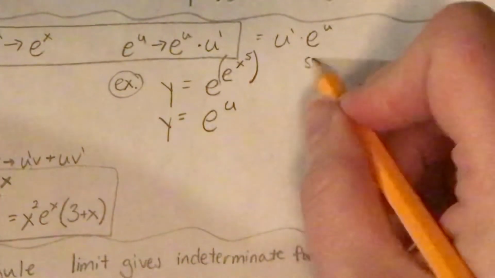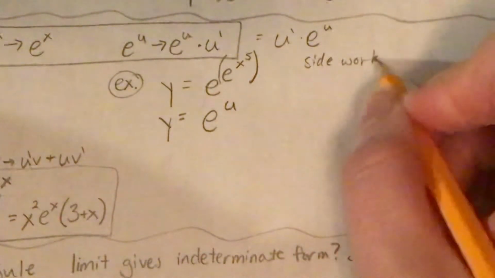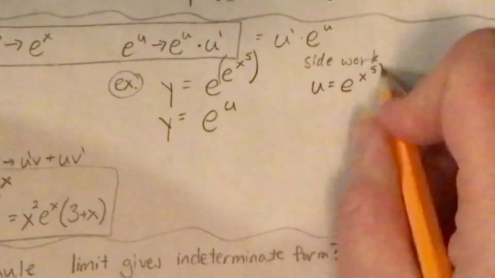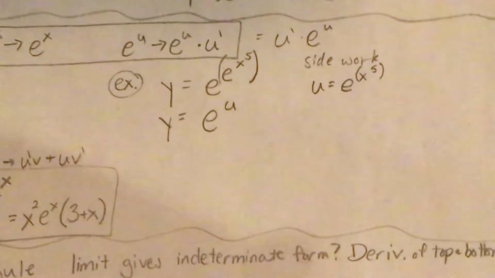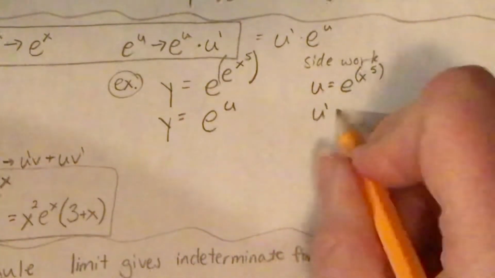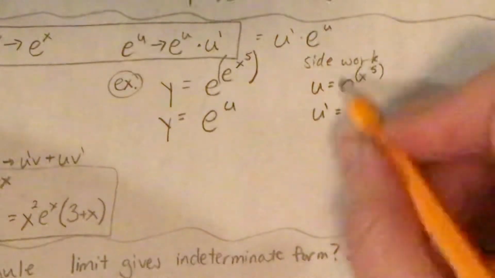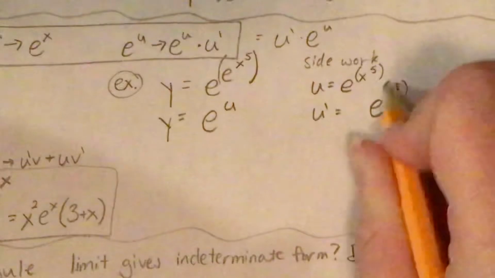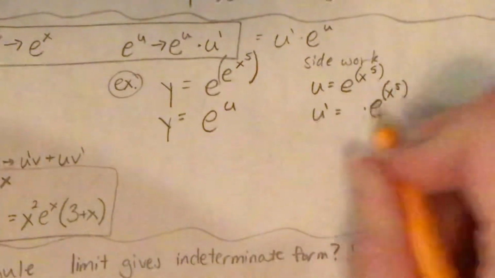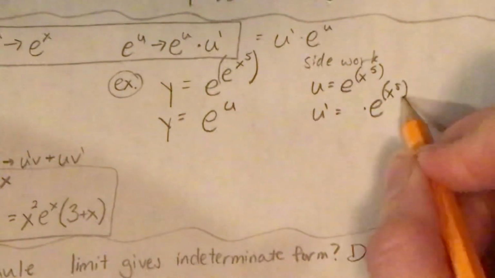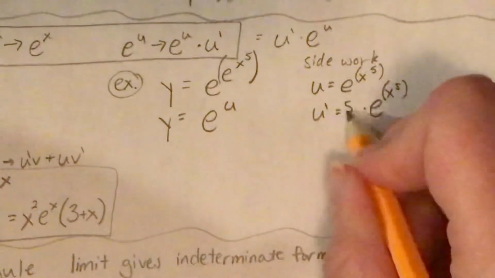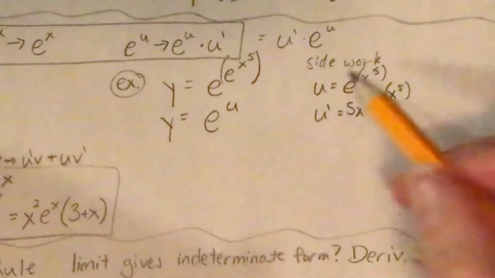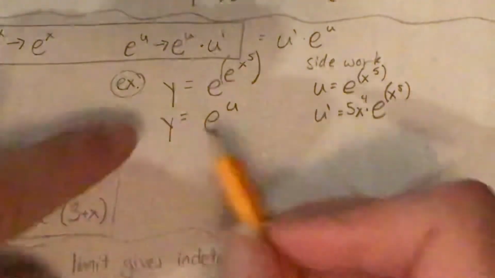Let's do some side work. So u equals e to the x to the fifth. If we take the derivative of that, u prime is going to equal, keep the whole thing, right? e to the x to the fifth, we're going to keep it, multiplied times the derivative of its exponent. The derivative of x to the fifth is 5x to the fourth. Okay, so we know what u and u prime are supposed to be.